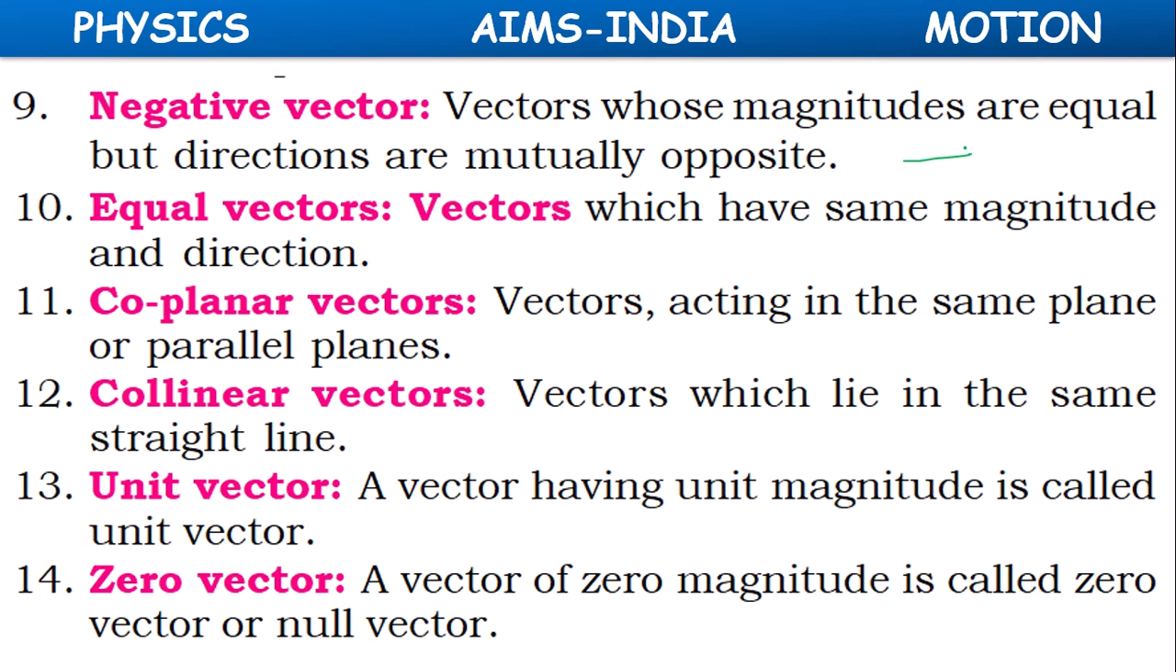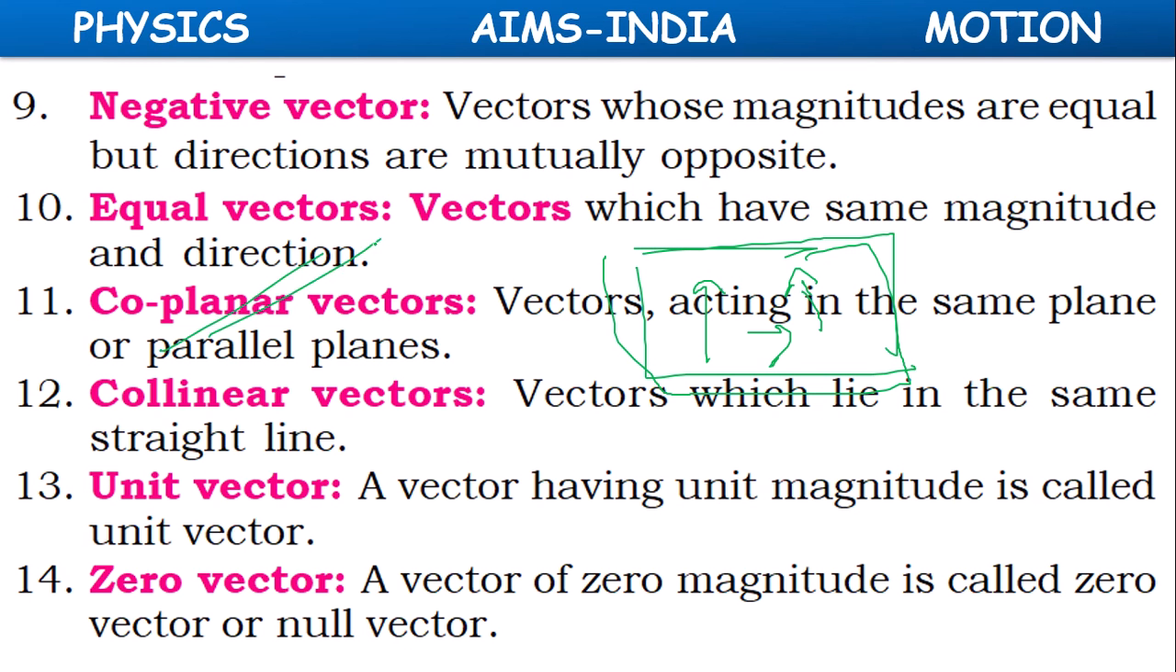Suppose this is 5 meters towards east, and another vector is also 5 meters towards east. If they have the same magnitude and same direction, then they are called equal vectors. The vectors which are acting in the same plane, their magnitudes and directions may be different, but if they lie in the same plane, they are called coplanar vectors.